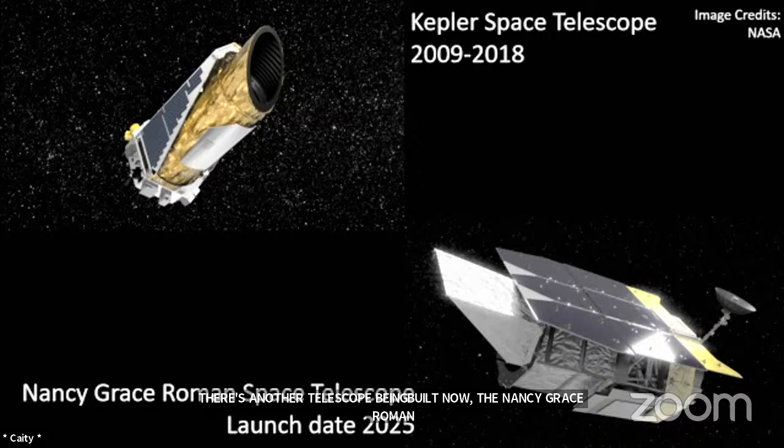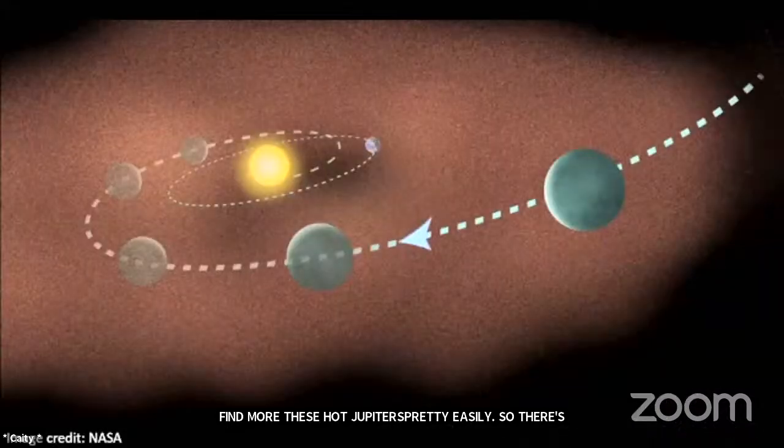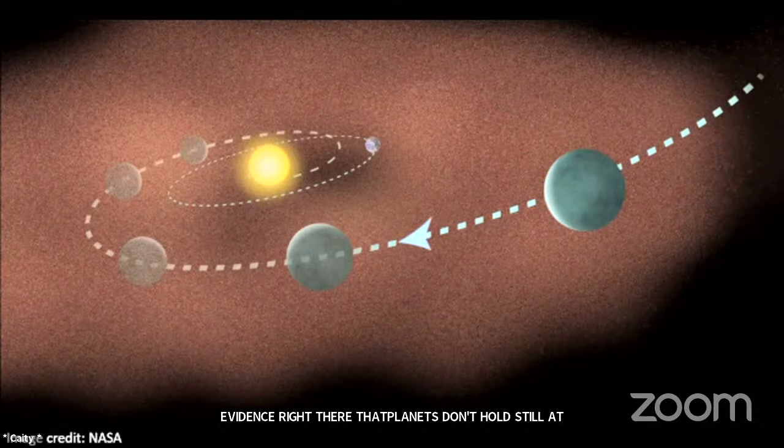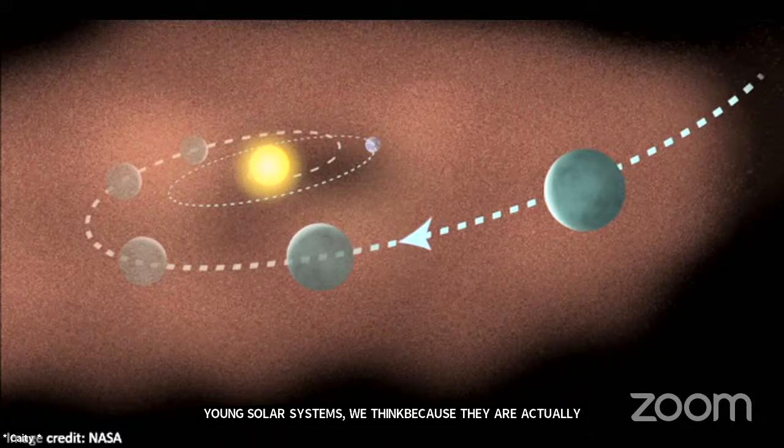So there's evidence right there that planets don't hold still, at least in young solar systems. They move around. They do eventually sort of stabilize, but they're moving around in these young solar systems. We think because they're actually gravitationally interacting with each other. Planets usually don't hit each other. Planets don't have to hit each other to affect each other.